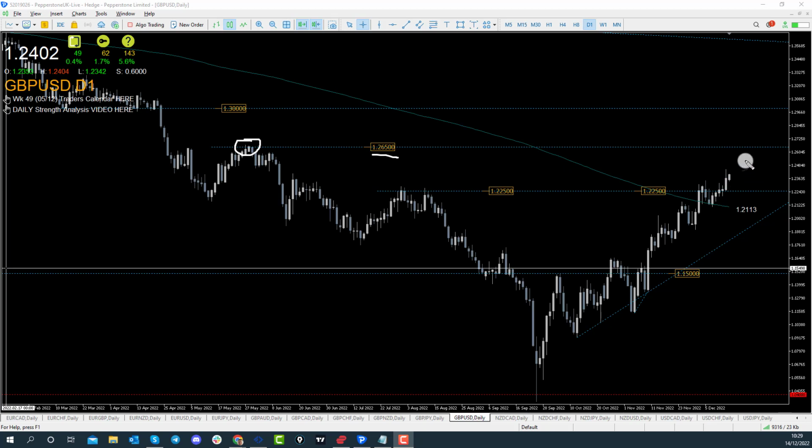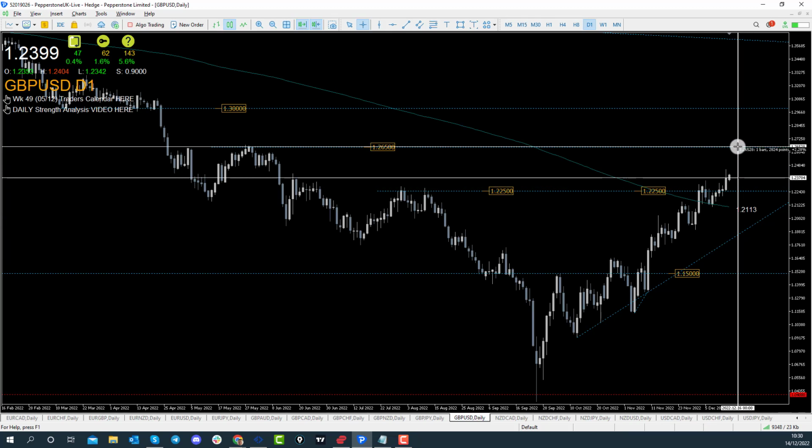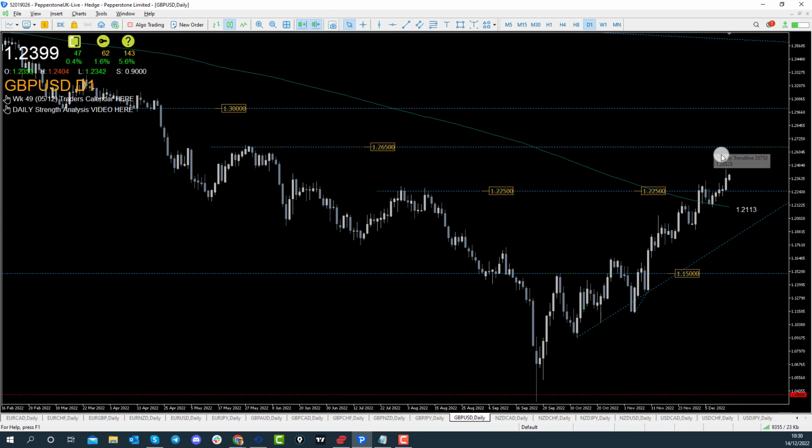So could we be looking at a move where price comes up into the 1.2650 handle? If we are, that can give us an opportunity to trade to the upside because it gives us the opportunity of trying to get at least 280 pips out of the market.